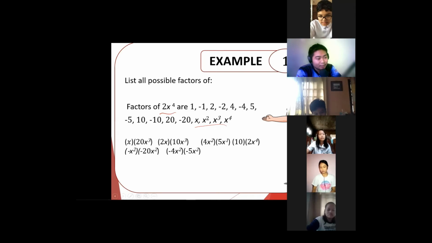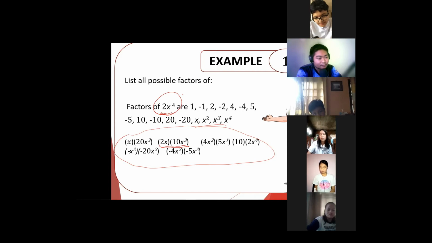Yes, Nabil, do you have something to say? What's that? See that other one there, the second with brackets, the 2x times 10x cubed. Why is it 2 times 10, sir? That's not a factor of 2x. These are just examples. They don't have to be exactly that.